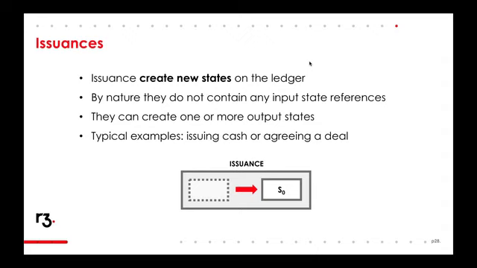So let's talk about issuances. They create new states on the ledger. Of course, because they're creating a new state on the ledger, they don't contain any input state references in respect of the new state. But what they do is create one or more output states. A typical example would be agreeing some kind of bilateral deal, like a swap, or issuing some cash on the ledger. So this S0 state here could represent some cash or a bilateral deal. And we use this grey box with the lines in it to represent a no state, or no input or output state. And we use this grey box here with a marker in it to represent a state that has been created on the ledger or exists on the ledger.